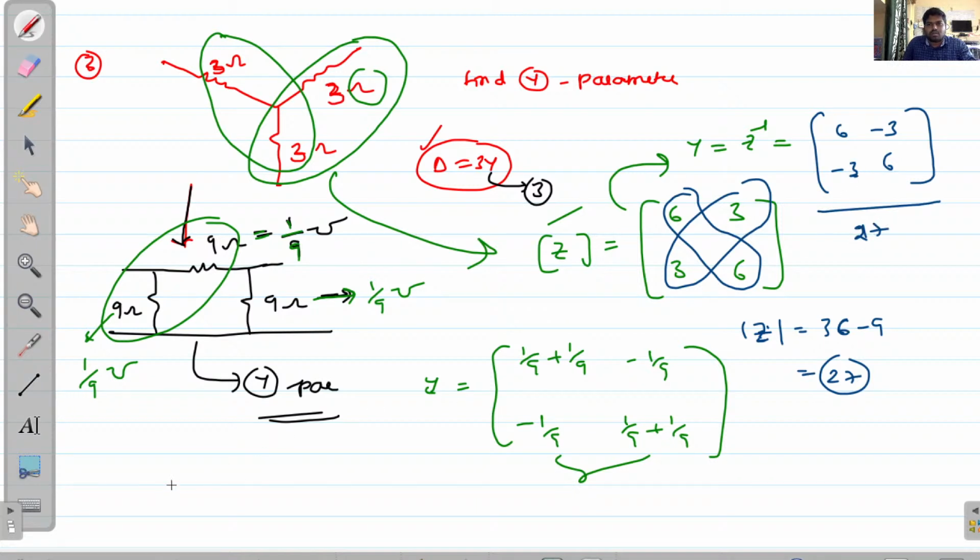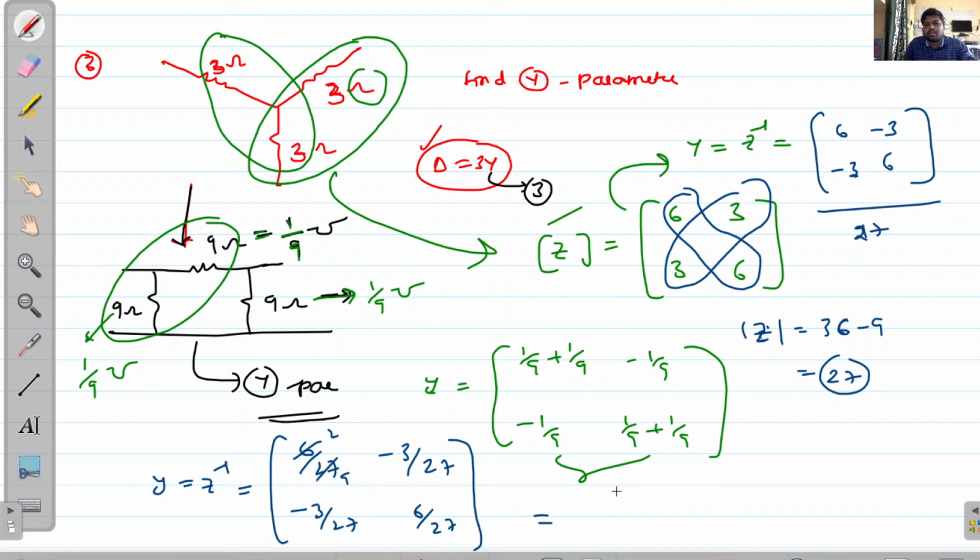Now you will get Y equals Z inverse equals 6 by 27, minus 3 by 27, and minus 3 by 27, and 6 by 27. So what you will get? 3 2s are 6, 3 9s are 27. Okay, so now you will get 2 by 9. After that minus 1 by 9, minus 1 by 9, and 2 by 9.